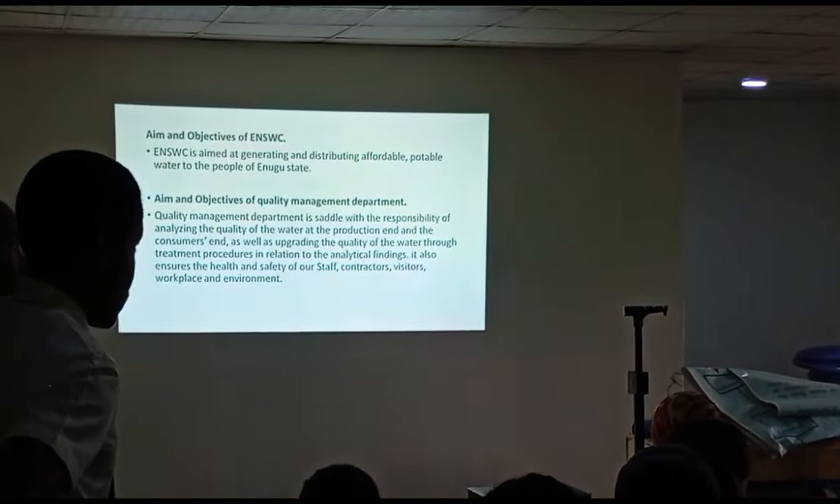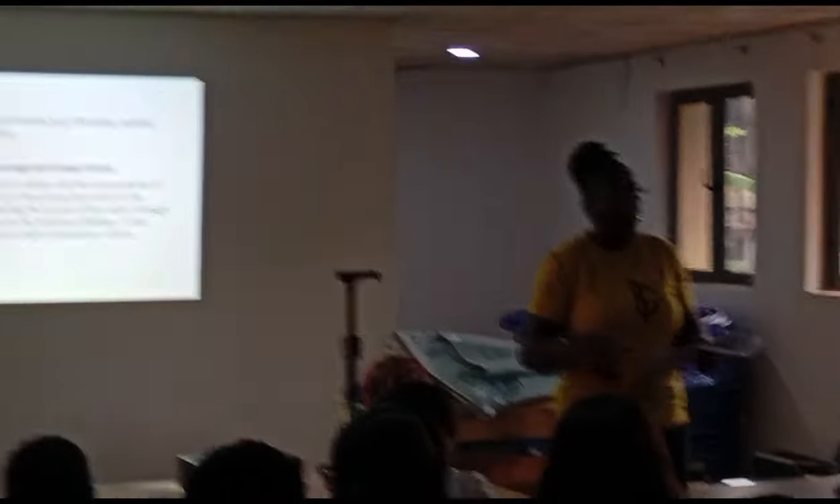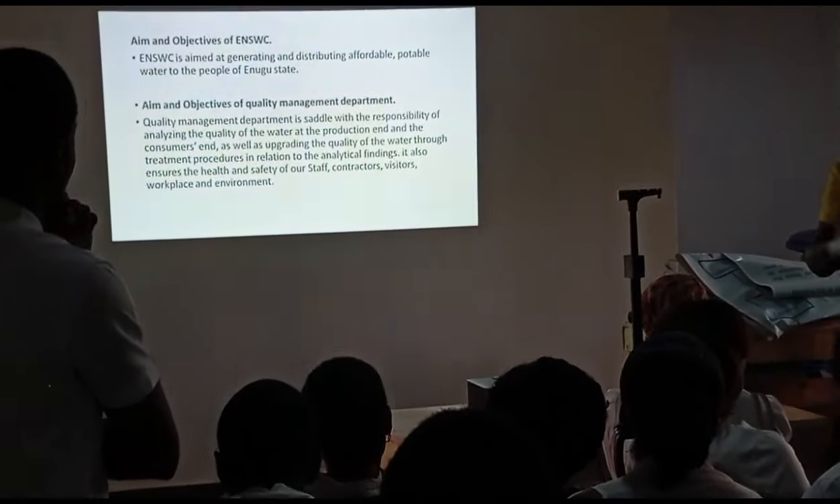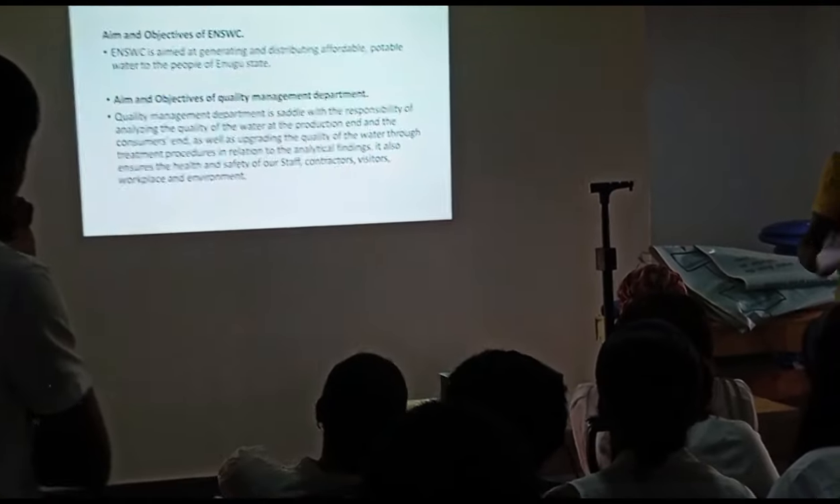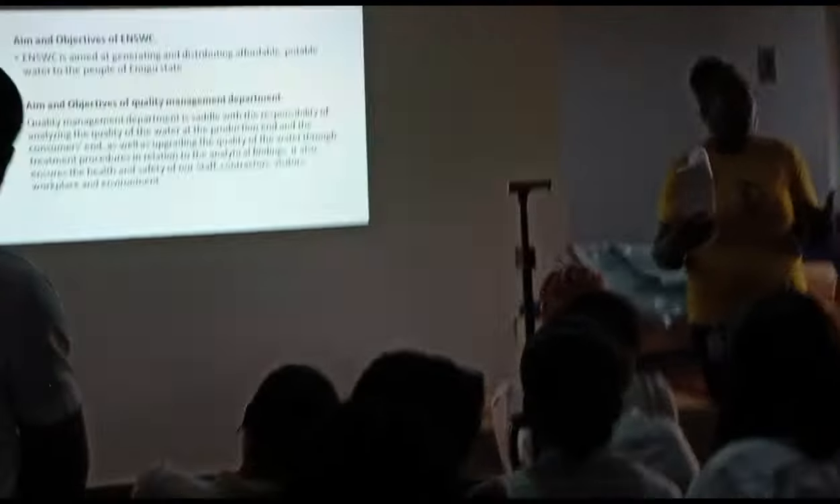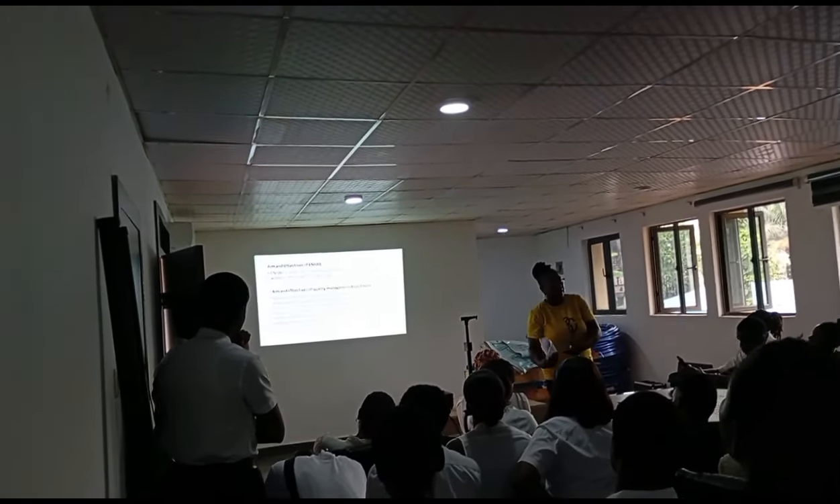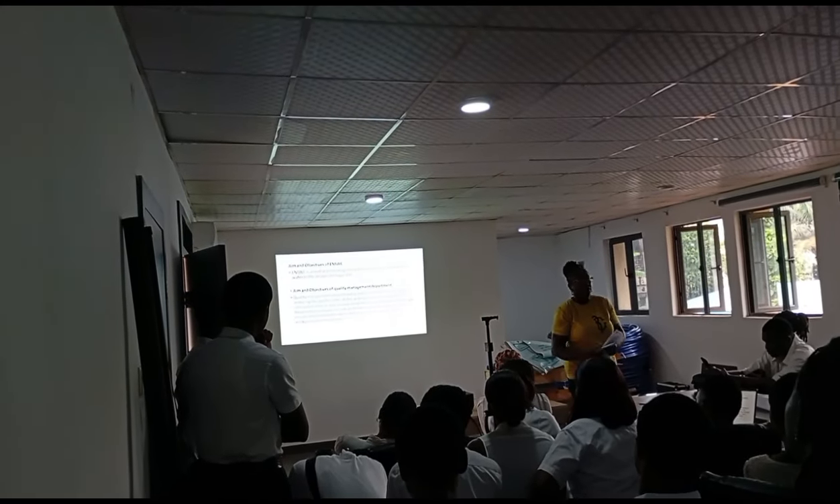And it meets up the standards, because we don't just generate results, we don't just monitor water, we work with standards. We have set standards, WHO standard, we have Nigerian standard, we must follow and ensure that our water exceeds those standards. Enugu State Water Corporation, like I said, generates water, distributes it, and makes sure it is affordable in a way that is good for people of Enugu State to consume. So we have different departments that work together in union. There's a synergy between these departments, the production unit, distribution unit, and then we have the quality management unit.